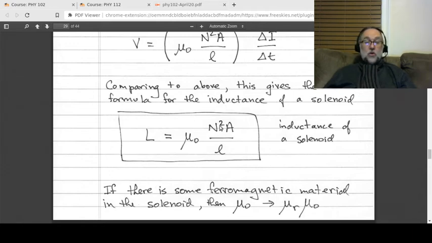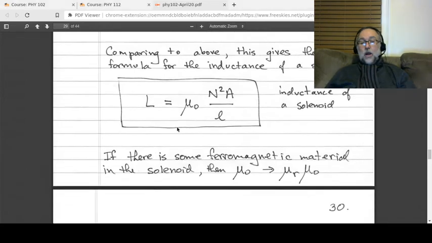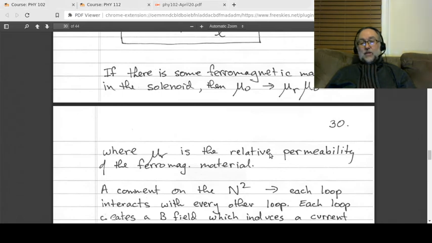But remember, with a solenoid, you can actually put a ferromagnetic core in the middle, and if you do, you enhance the mu naught. So if there's a ferromagnetic material inside the solenoid, you replace the mu naught with mu r times mu naught, where this mu r is known as the relative permeability of the ferromagnetic material. We saw a problem like that before, and we're actually going to use the same ferrite material with a mu r of 2,300. It's basically the enhancement of the permeability because of the presence of the ferromagnetic material.